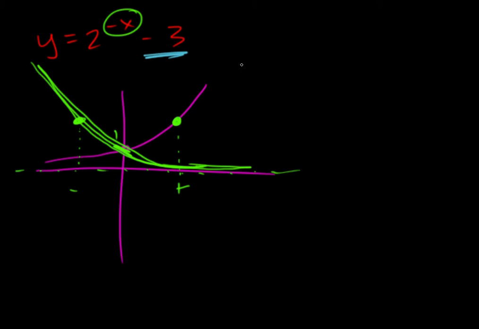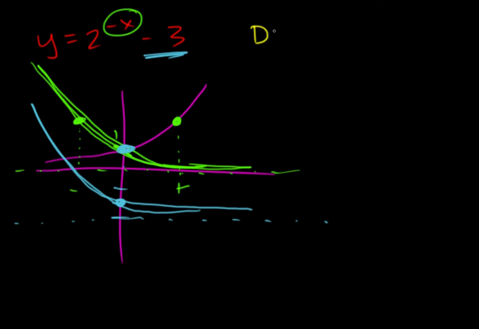And now this negative 3, it's just going to shift it down 3. So 1, 2, 3, that's where our asymptote's going to be. This is going to move 1, 2, 3, so it's going to cross right there. And so we can just kind of draw our exponential function to look like that. Okay? And then they want us to state the domain and range.